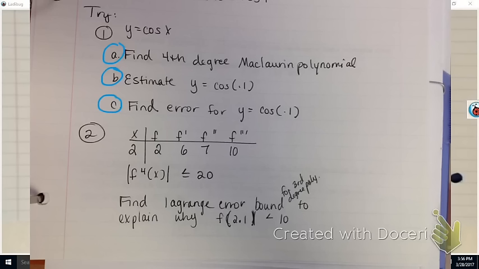Number 2. It's a different kind of problem, but the interesting thing is that they've given you the derivatives, and they've also told me that the biggest derivative at 4 is 20. And so we want to figure out the third degree polynomial, and we want to figure out if the error bound is really less than 10. And so you'll use your formula to try to figure out what the error would be for that particular problem.